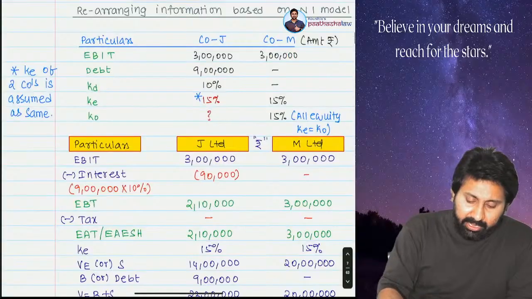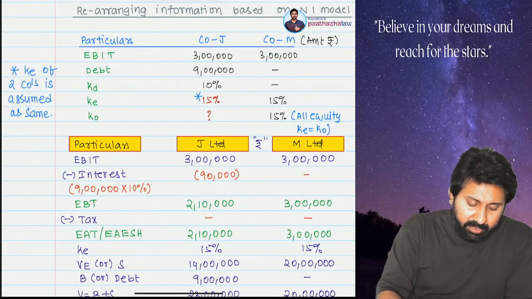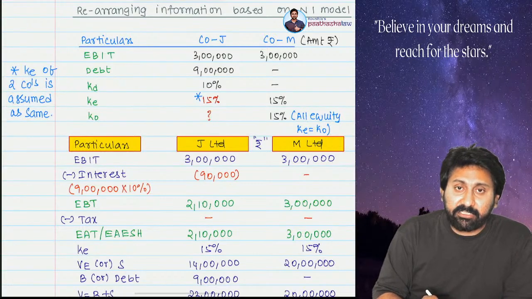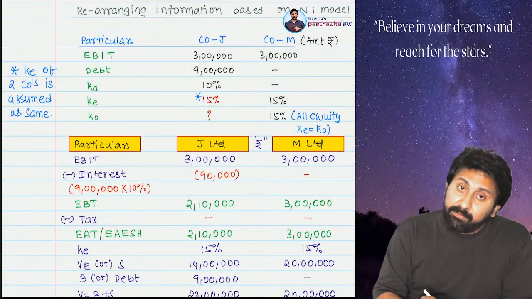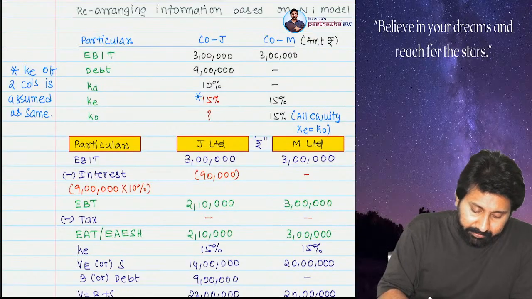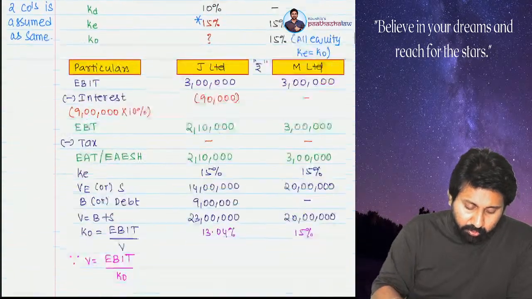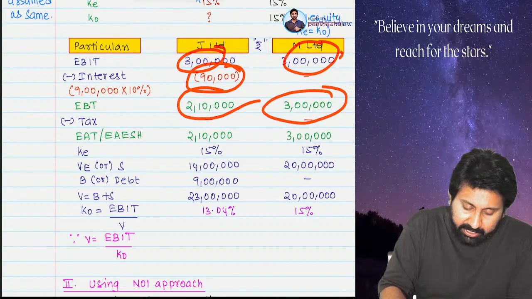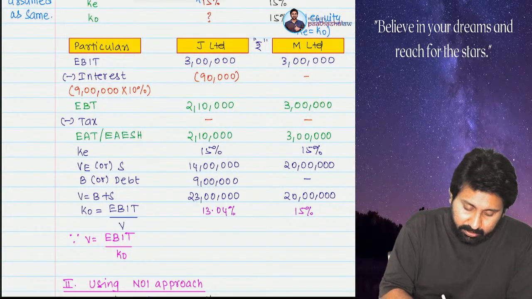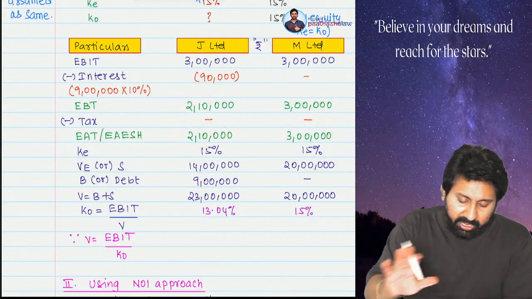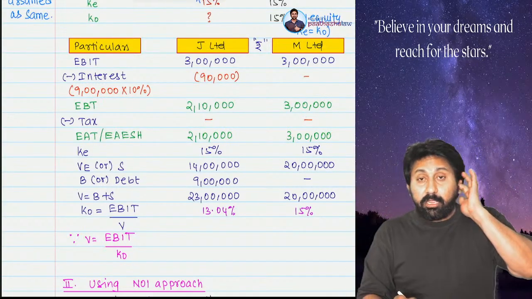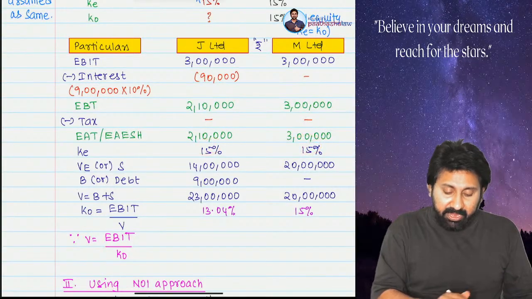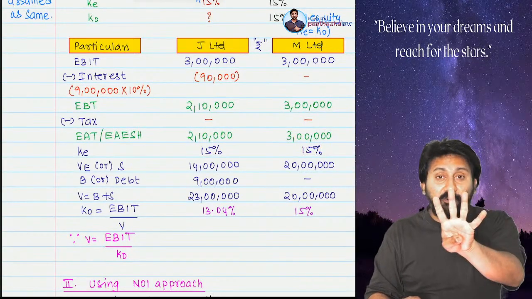So, rearranging information for the NI model. KE of the two companies is assumed as the same, because both the companies are similar in all aspects. So, first, how to do it? EBIT, 3 lakh, 3 lakh. Interest, EBT, tax, nothing. So, EAT. Up to here understood. In both the options, what is the same? KE is the same. 15, 15.